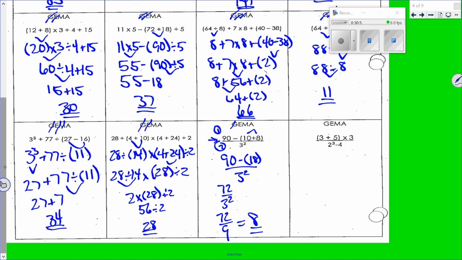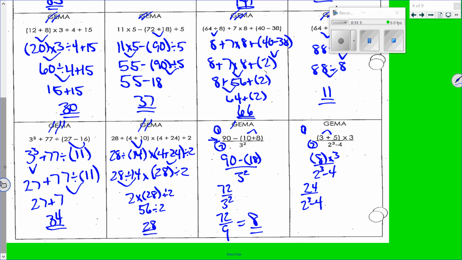And our last one. Again, we have a grouping symbol in the division bar. So I'll do everything on top first, everything on the bottom second. Within that, I will follow GEMMA, meaning I'm going to put those two together first. Gives me 8 times 3 over 2 cubed minus 4. 8 times 3 gives me 24 over 2 cubed minus 4.